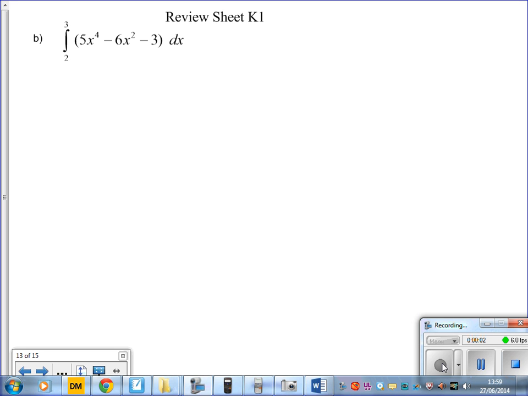Review sheet K1, we're integrating between limits. So this time we don't need to be concerned with our plus c at the end. So to start with then, remember, add 1 to this power, so that's 5x to the power of 5, divide by the new power, take away 6, adding 1 here, x to the power of 3 divided by 3, take away 3x.